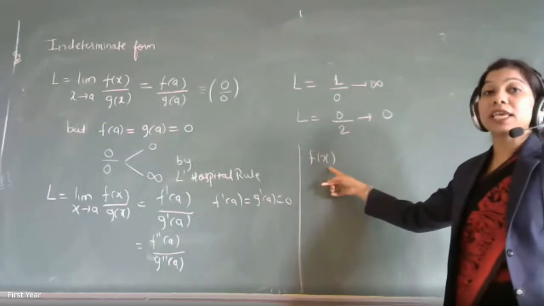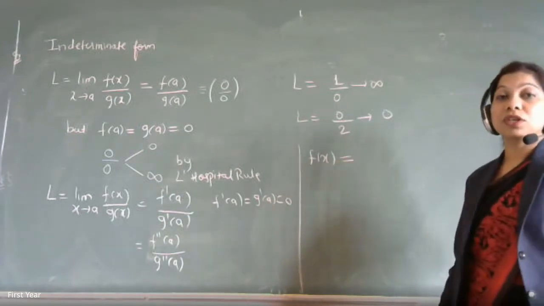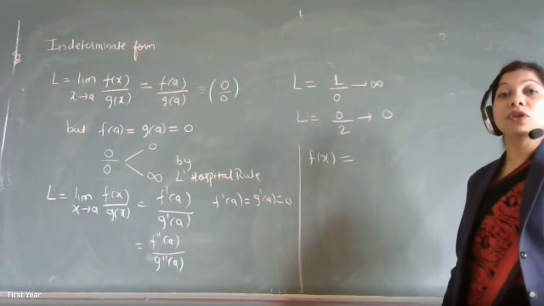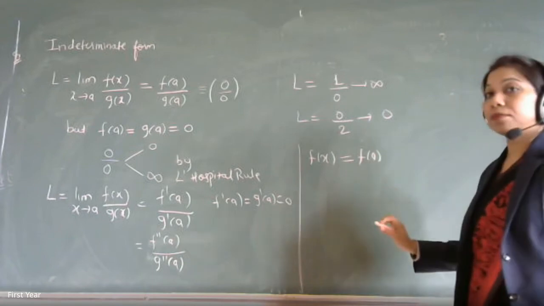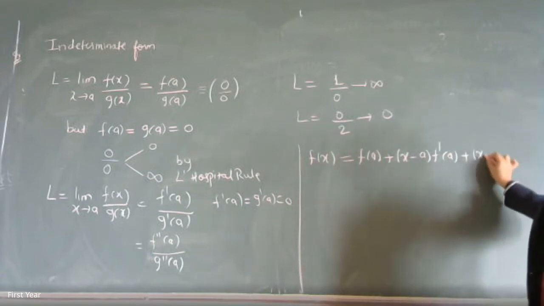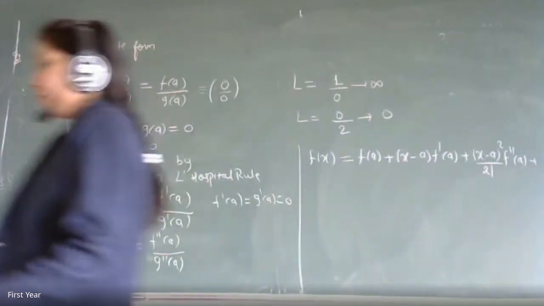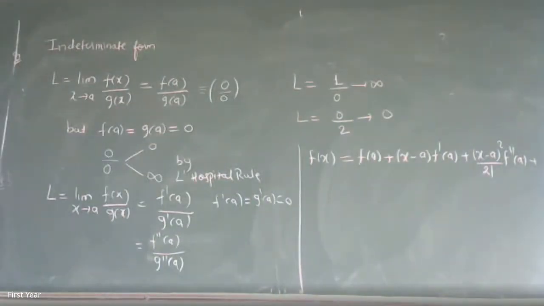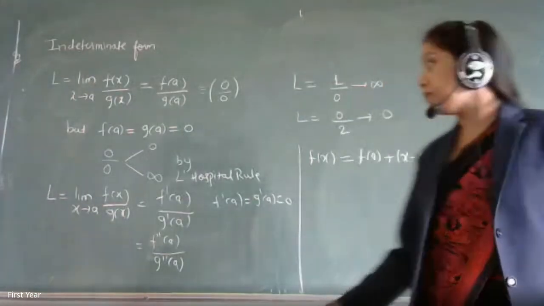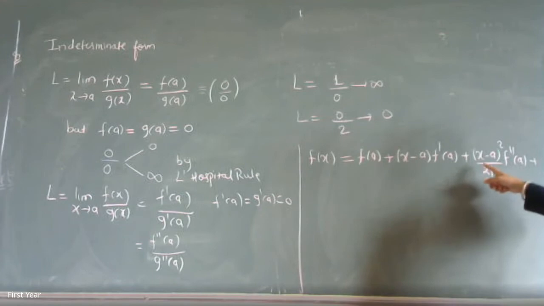That means we can write f of x in an expansion around a. So what is the Taylor series expansion of f of x about a? What's the formula? It is f of a plus x minus a f dash of a. We have done this. This formula: f of x is equal to f of a plus x minus a f dash of a plus x minus a whole square by 2 factorial f double dash of a and so on. This is the Taylor series for f of x.